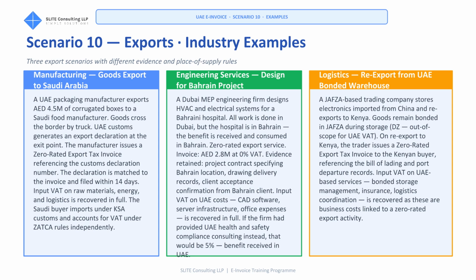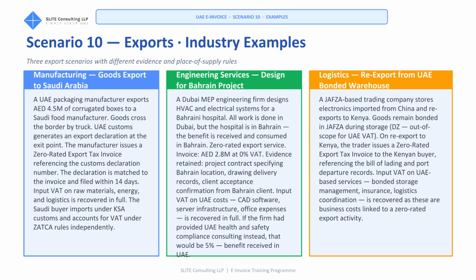Drawing delivery records. Client acceptance from Bahrain. Had they instead consulted on UAE health and safety compliance, that would be 5%. Benefit received in UAE. Third, logistics. A Jafza-based trader stores Chinese electronics in bonded storage and re-exports to Kenya. Goods bonded in Jafza, out of scope. On re-export, a zero-rated invoice to the Kenyan buyer references the bill of lading. Input VAT on UAE business costs is recovered.